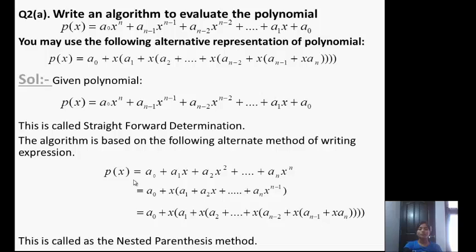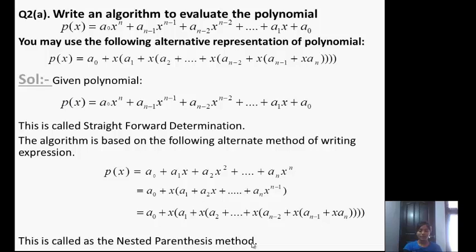Now our next question is to write an algorithm to evaluate the given polynomial. For this, the given polynomial can be written as a0 plus a1 into x plus a2 x square plus and so on up to an x^n. We have written this polynomial as a0 plus a1x plus a2x square and so on up to an xn. This is called forward determination.